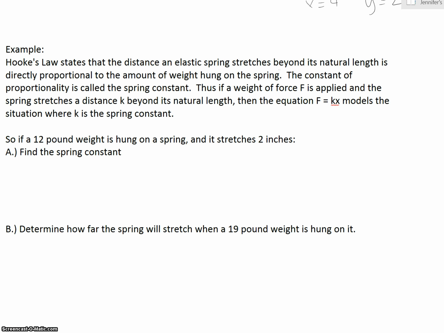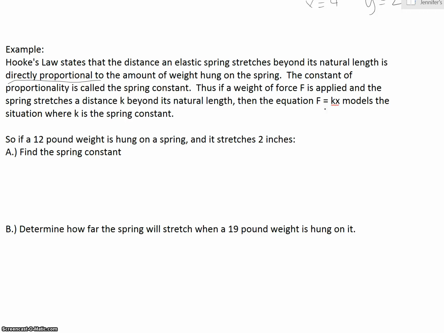Hooke's law states that the distance an elastic spring stretches beyond its natural length is directly proportional, there's your key word, to the amount of weight hung on the spring. The constant of proportionality is called the spring constant. Thus, if a weight of force F is applied and the spring stretches a distance x beyond its natural length, then the equation F equals kx models the situation where k is the spring constant. So F is the force applied, k is that constant that's telling you how much it's growing by, and x is the pounds of the weight that we're putting in.